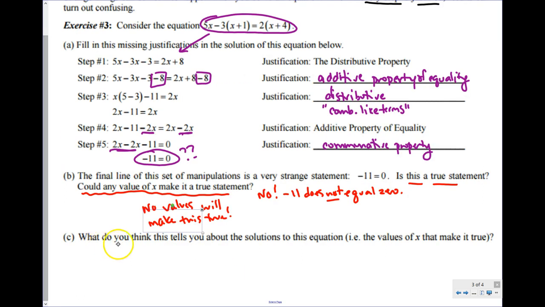And that's kind of what C. What do you think this tells you about the solutions to this equation? There are no solutions.